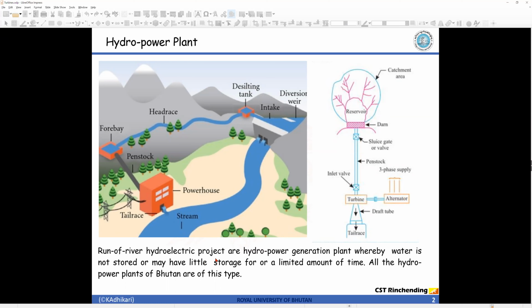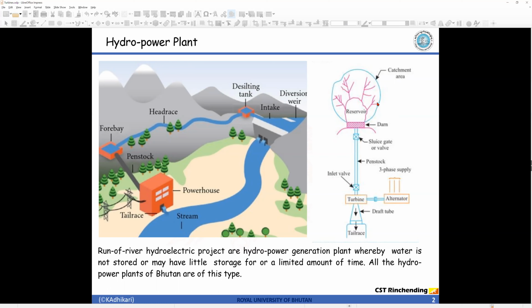Run-of-river hydroelectric projects are hydropower generation plants whereby water is not stored or may have little storage for a limited amount of time. All the hydropower plants in Bhutan are of this type. So in the Bhutanese context, the hydropower plants are run-of-river, meaning we are not storing water for a very long duration. We are simply storing it for a temporary purpose, and then we are taking out the water for generation of hydroelectric power. And here is a schematic.